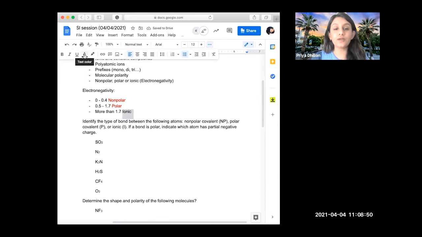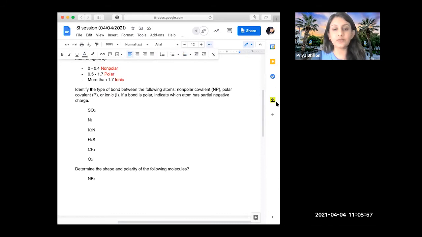Now that we know this, I want you to look at these practice problems right here. They're saying identify the type of bond between the following atoms. Do we have a nonpolar covalent bond, a polar bond, or an ionic bond? And if the bond is polar, determine which atom has a negative partial charge. I'm going to give you a few minutes to do this on your own. You'll have to look at the electronegativity chart, which you can find in your Canvas, or you can just do a generic Google search. I'll try to put the link to the Google search as well. So just these few.